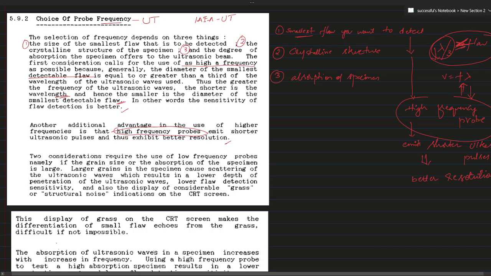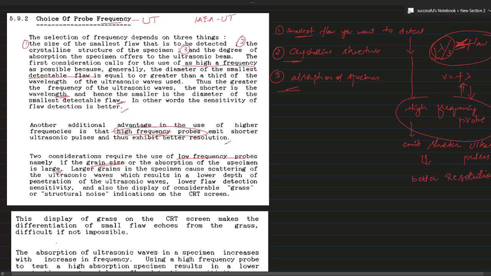Then two considerations require the use of low frequency probes. What are those two considerations? Up to now we have talked about high frequency probes. Here they are telling about low frequency probes. They are required if the grain size or the absorption of the specimen is large. That means they are talking about these two parameters: grain size is large or absorption is large.